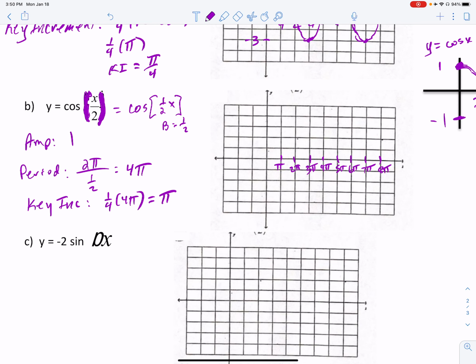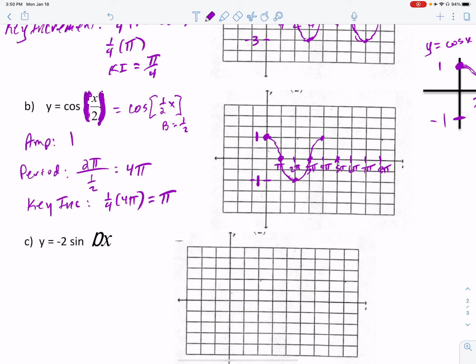And since the amplitude is 1, I'm going to just use two of these as one unit just so that it's not quite so close to the x-axis. And the cosine function is 1 at 0. It's 0, then at the next key increment, -1 at the next, back to 0, and back to 1. So that cosine graph is going to look like this for one period. Cosine of 1/2 x, the period's 4 pi, so we get one picture of cosine in a length of 4 pi.